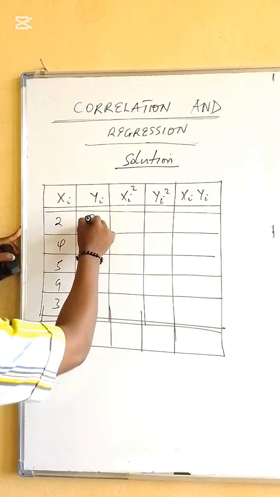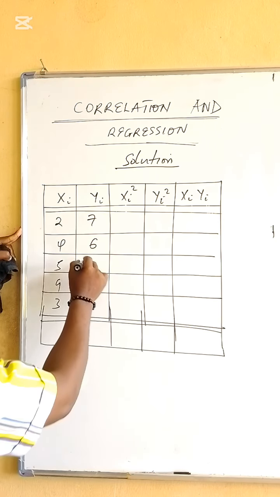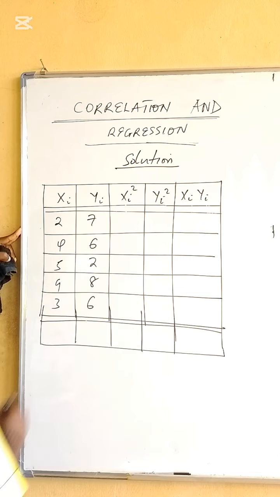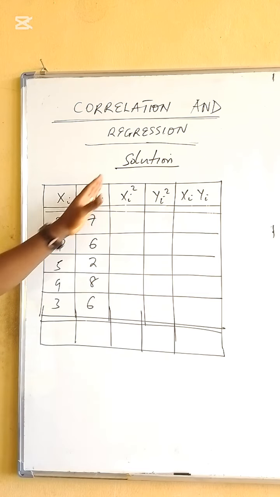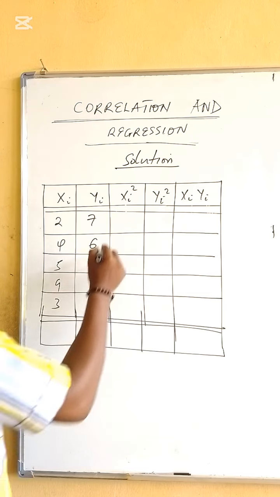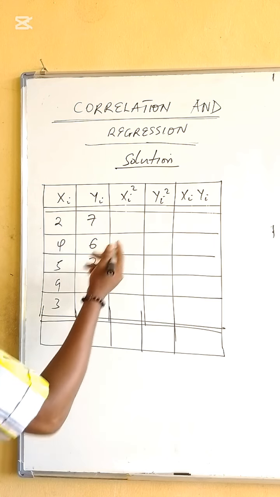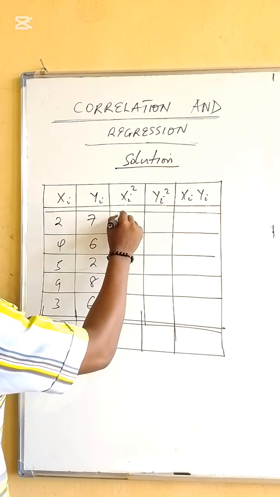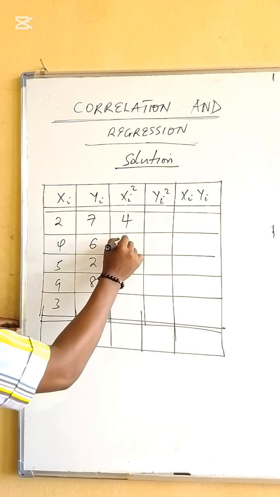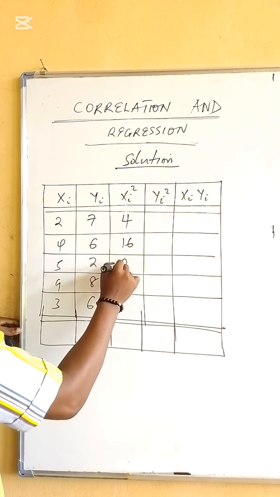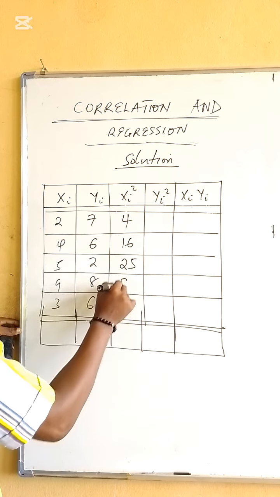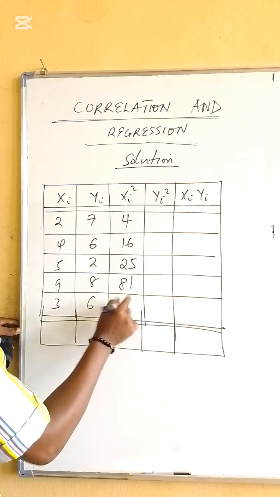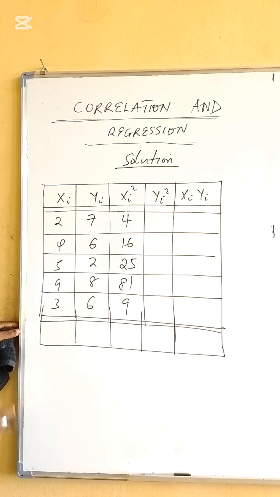For Y, we had 7, 6, 2, 8, and 6. Now, from the first column, you would notice you have xi squared. So whatsoever x is, square them. Okay? So 2 squared will give you 4. 4 squared will give you 16. 5 squared will give you 25. 9 squared will give you 81. 3 squared will give you 9. So I'm done with getting xi squared.